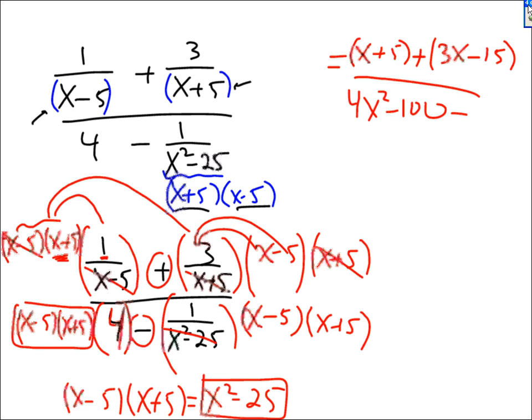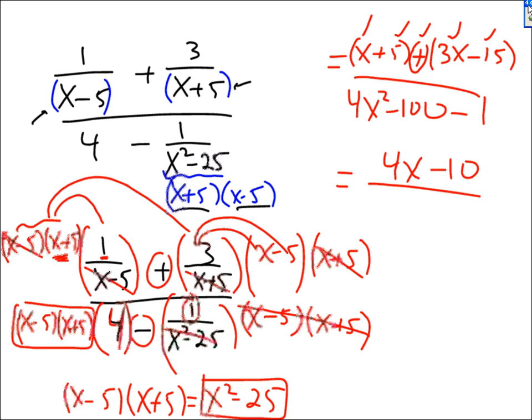Now x squared minus 25 is this. That cancels out to 1. Times 1 is 1. So for the numerator, you have x plus 3x, which is 4x, and you have 5 plus negative 15, which is negative 10. In the bottom, you have 4x squared minus 100, and minus 1 more, minus 101.